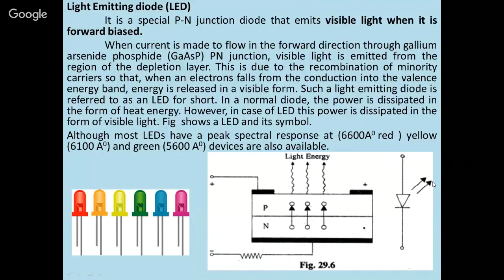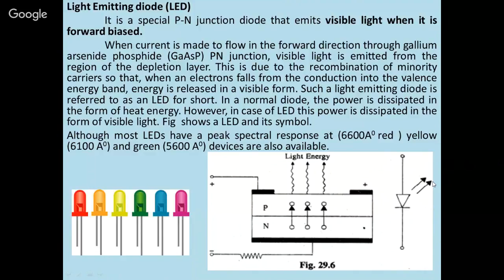In a semiconductor material, when heat treatment is given, the valence electrons jump from the valence band to the conduction band. Here it is the reverse process. When an electron jumps from the conduction band to the valence band, it emits energy, and that energy comes out in visible form.